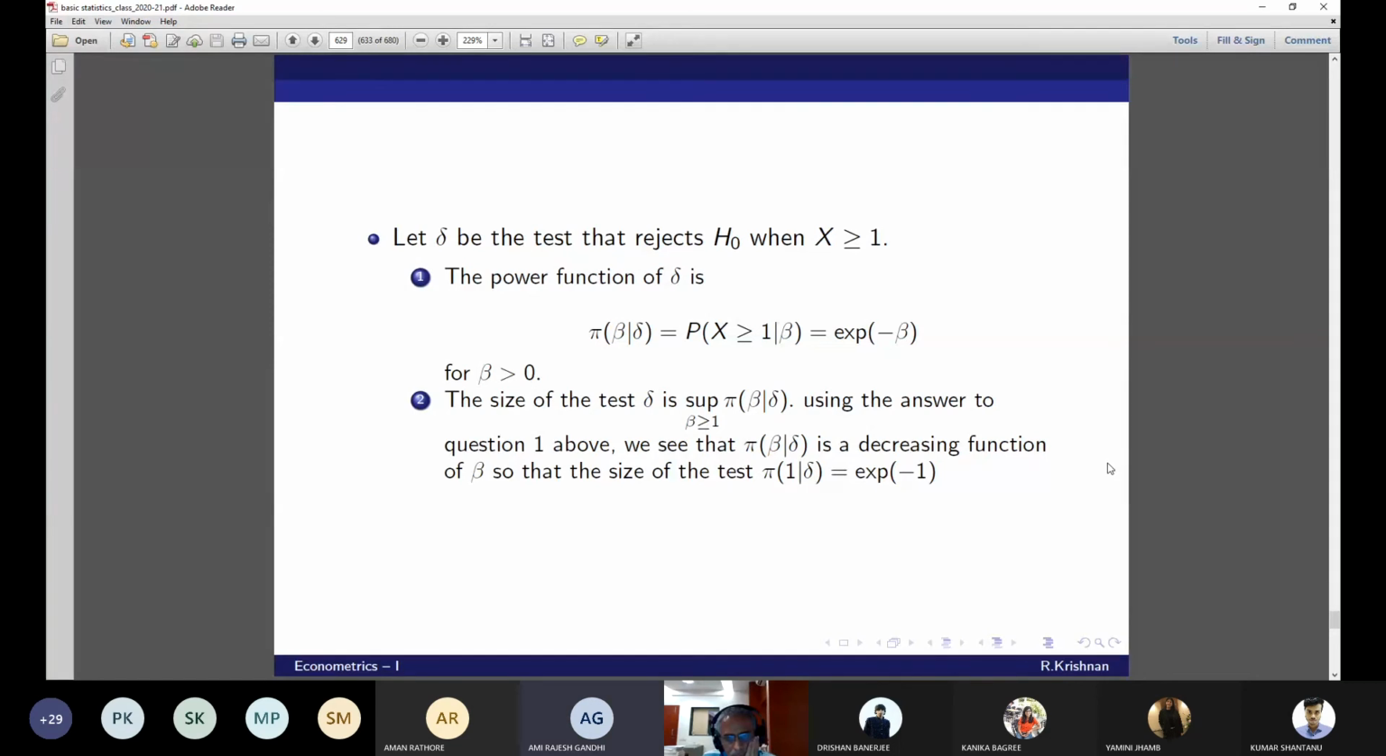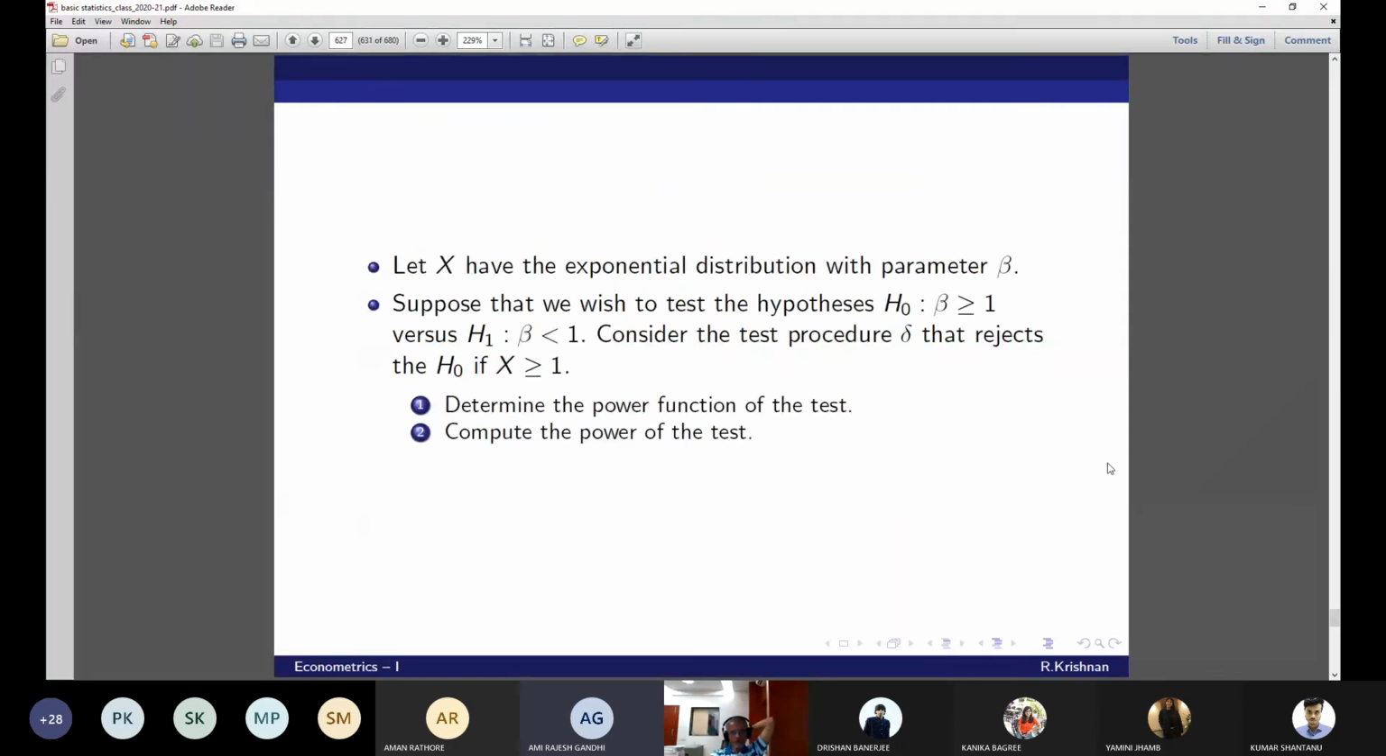So just to clarify, power of the test and size of the test are the same. No, they're not the same unless you fix it. They're not the same here. So the second question was calculate the power of the test, and what we have done is the size of the test.